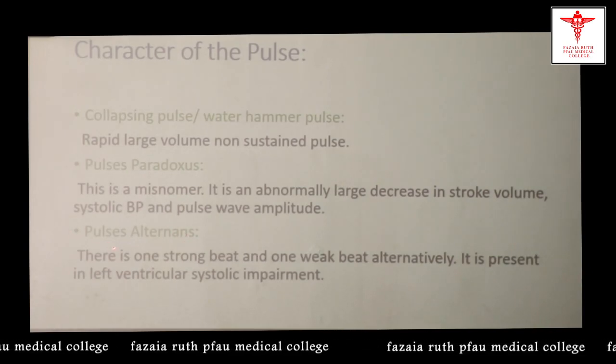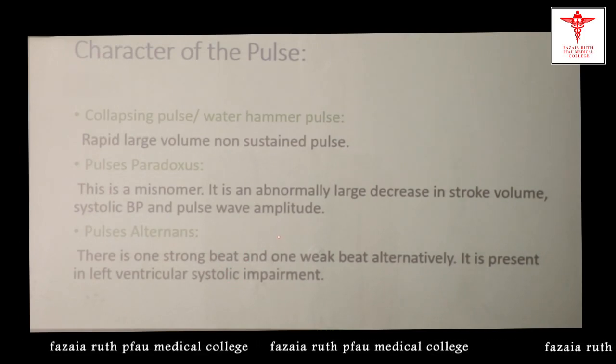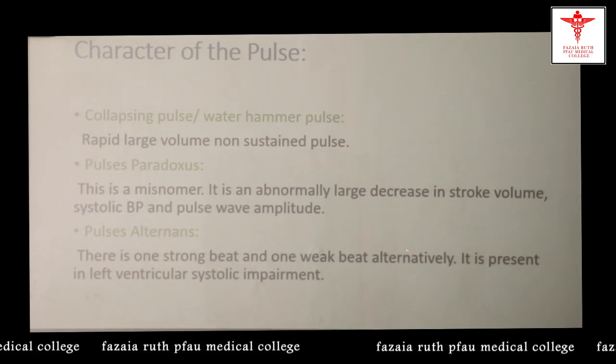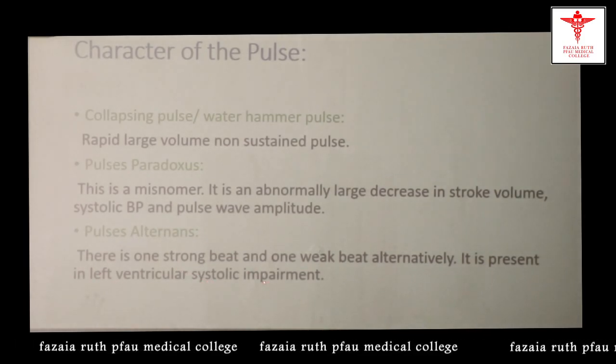Now come to pulsus alternans. In pulsus alternans, there is one strong beat and then one weak beat alternately. It is present in left ventricular systolic impairment.